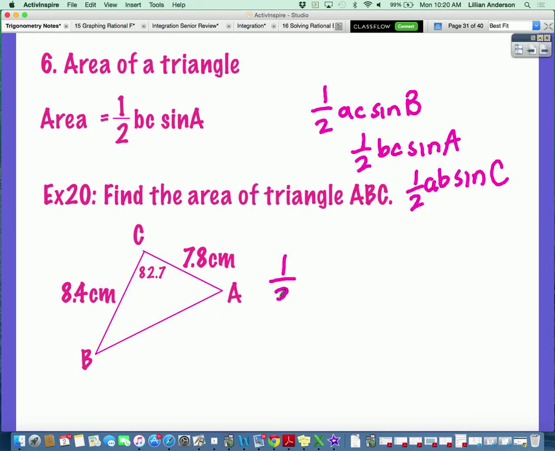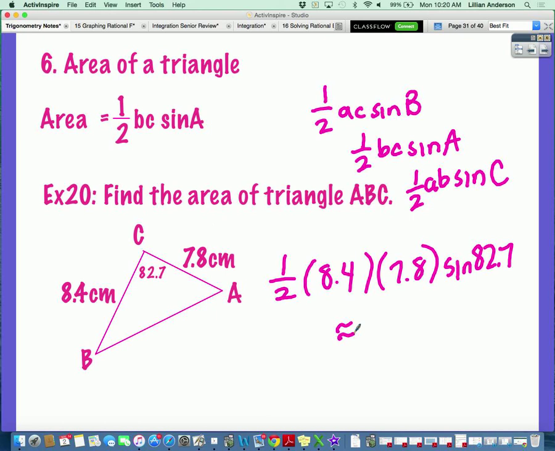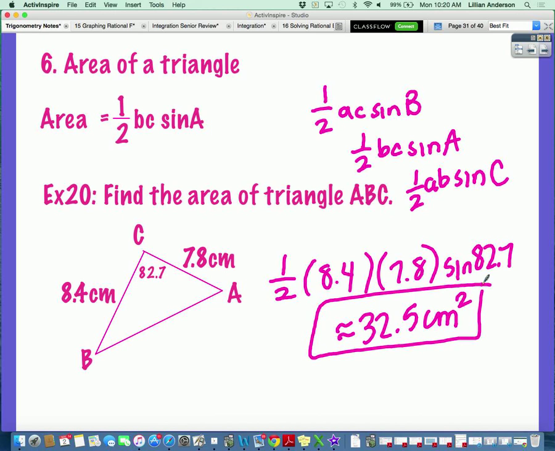So, hopefully you set it up as 1/2 times 8.4 times 7.8 times sine of 82.7, which is what? 32.5 centimeters squared. And do not forget, area is units squared. I think I've got one more example up here that I'll do, and I'll put it onto the video before I post it.